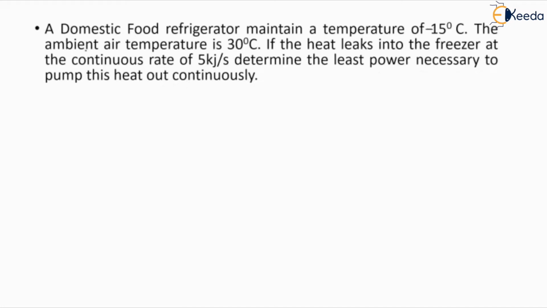So here we have one domestic food refrigerator and the maintained temperature of the refrigerator is given, it is minus 15 degrees centigrade, and the other temperature is the ambient air temperature, which is 30 degrees centigrade. So the lower temperature is minus 15 degrees centigrade and the higher temperature is 30 degrees centigrade. If the heat leaks into the freezer at the continuous rate of 5 kilojoule per second, determine the least power necessary to pump this heat out continuously.